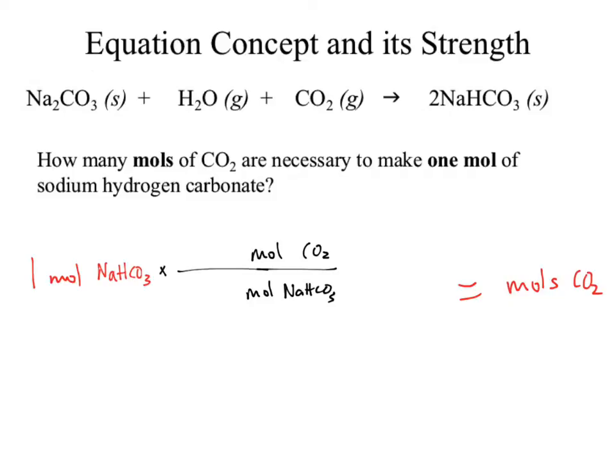What is the coefficient in front of CO2? 1. What is the coefficient in front of sodium hydrogen carbonate? 2. Where do those numbers show up in my conversion factor? The 1 goes in front of the moles of CO2. The 2 goes in front of the moles of sodium hydrogen carbonate. So we can now do our calculation. 1 times 1 is 1. 1 times 2 is 2. And I can get half a mole of CO2.